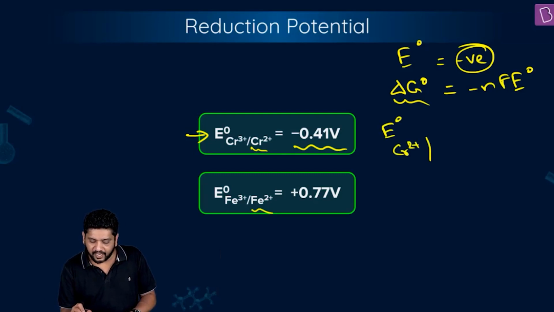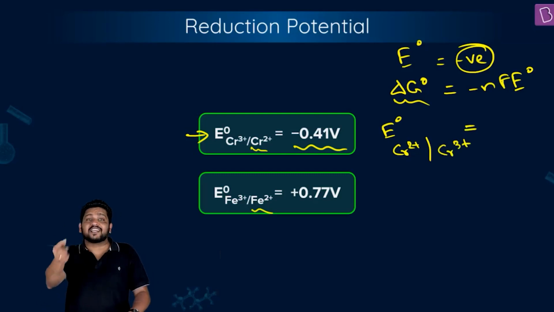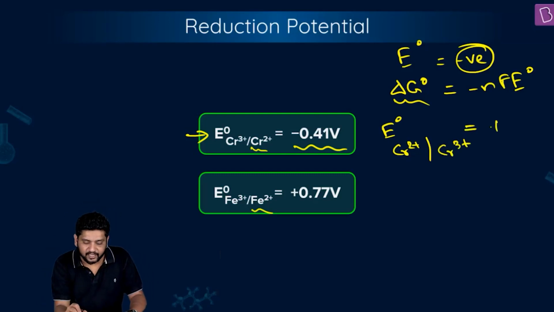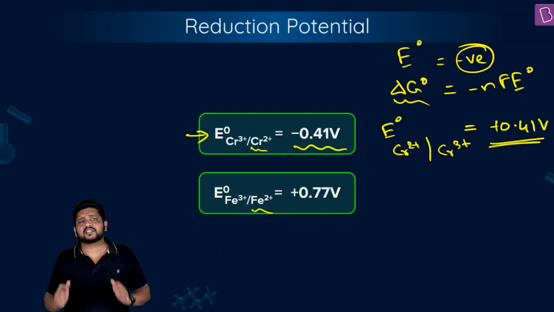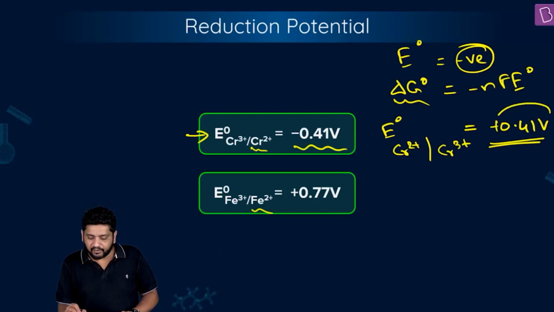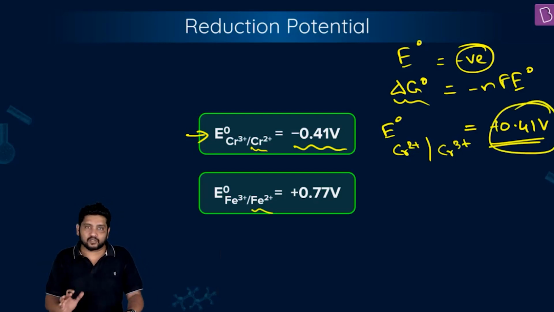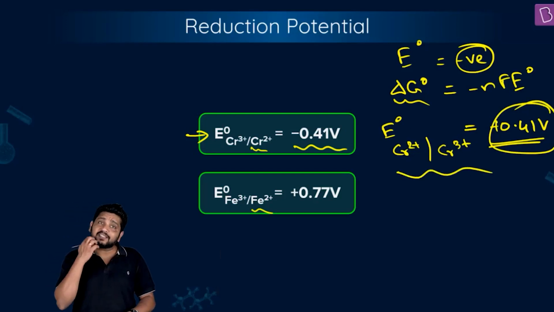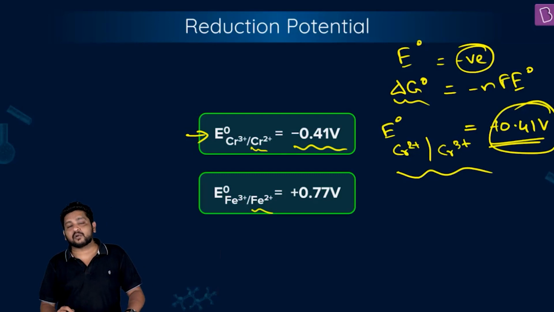So if I look at E0 of Cr2+ to Cr3+, this is the standard oxidation potential, and it turns out to be +0.41, right? Whenever you look at potential, think of it as ability. So the ability of a reaction to happen, you are writing as positive 0.41. This will happen. This is a feasible process, which means Cr2+ will be happy to give out an electron.